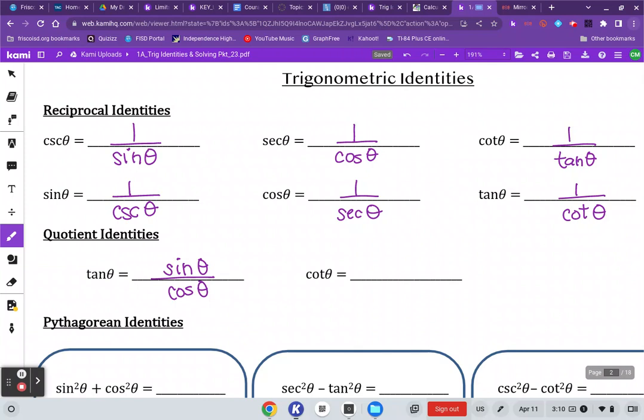And notice that I'm always writing theta. Theta doesn't have to be the variable that's used. It could be x. You might see alpha or beta or gamma. There are several different variables that can be put in that place, but we always have to have some variable, meaning that's what represents the angle measure. So tangent is sine over cosine. Cotangent would be the opposite of that, which is cosine over sine.